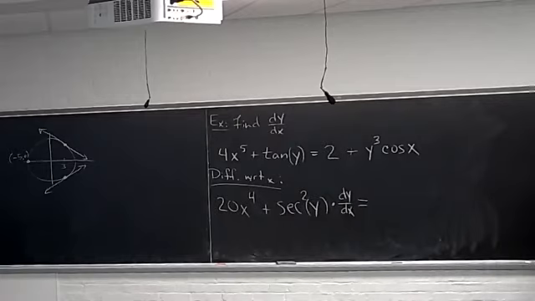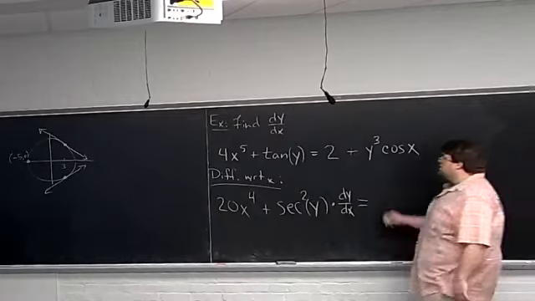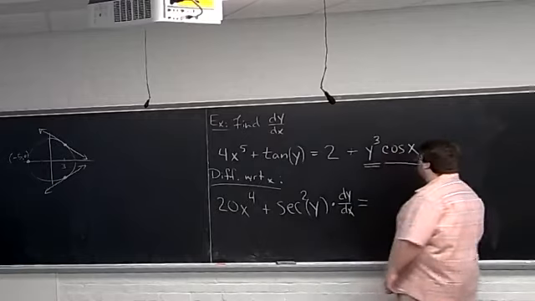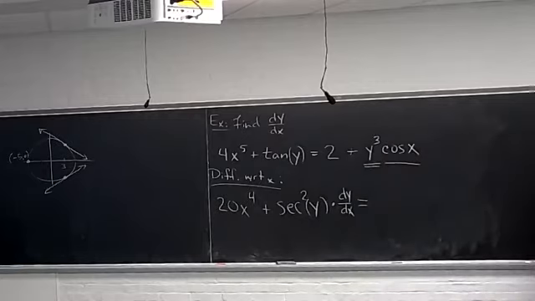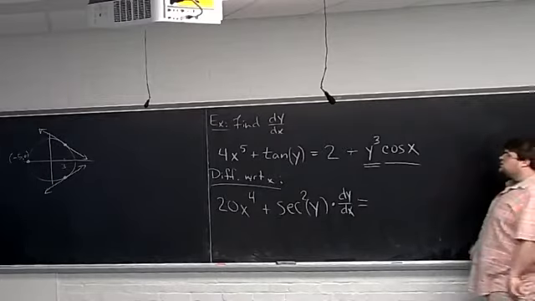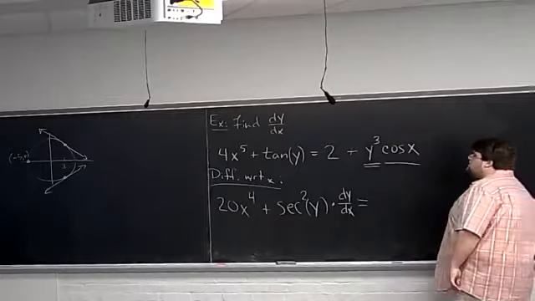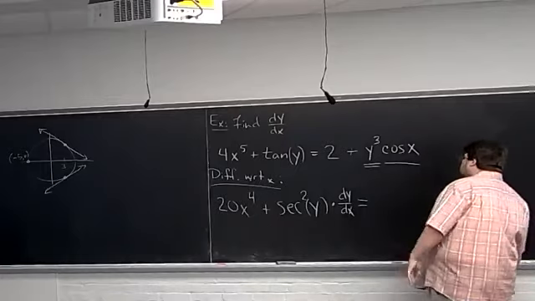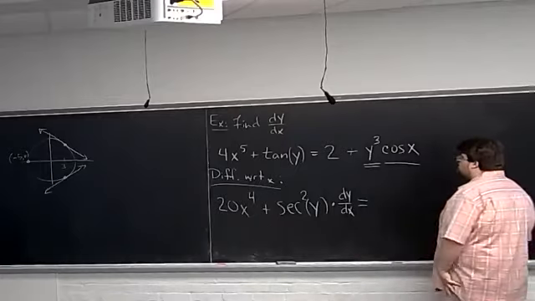How about the right side? Well, 2 is a constant, derivative is 0. And then we have this piece. We have y cubed times cosine x. So we have two things multiplied, meaning we're going to have a product rule. What does the product rule say? Well, we need the derivative of one times the other plus the one times the derivative of the other.